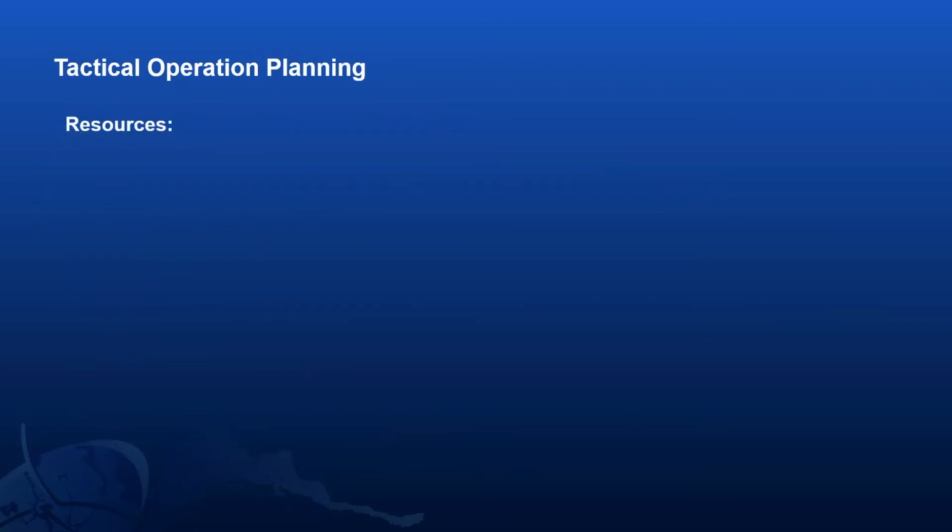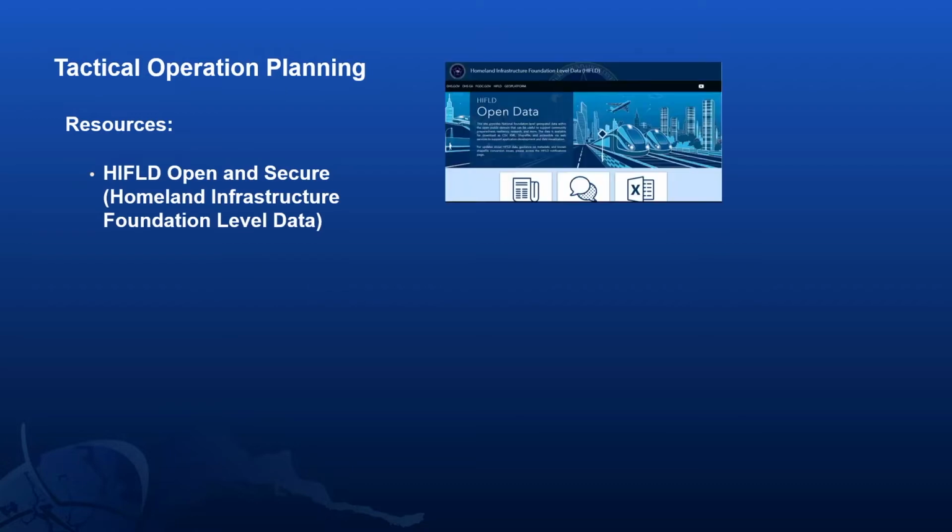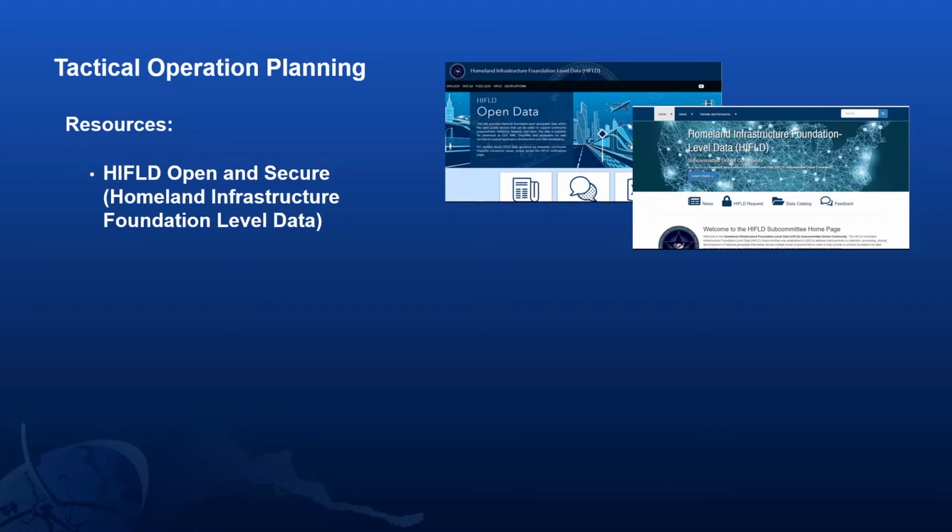Now, as we start to talk about tactical operation planning, I want to talk about some of the resources that are available to you. One resource is HIFLD, which is Department of Homeland Security's Homeland Infrastructure Foundation-Level Data. There are two different HIFLDs. One is HIFLD Open, which is an open ArcGIS Online tool that allows you to download or bring in these web services directly into your ArcGIS Online or ArcGIS Enterprise. And the second is HIFLD Secure, which is available to government organizations that have the capability to view some critical infrastructure data within HIFLD Secure.